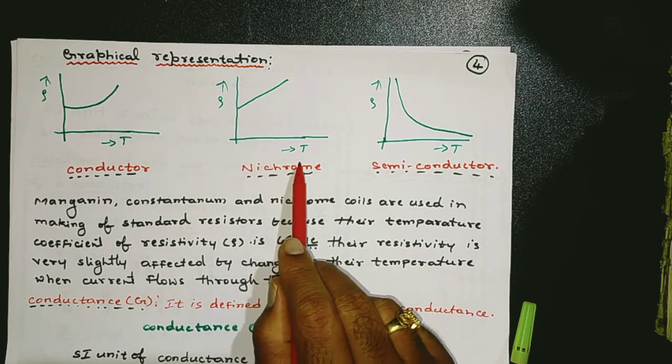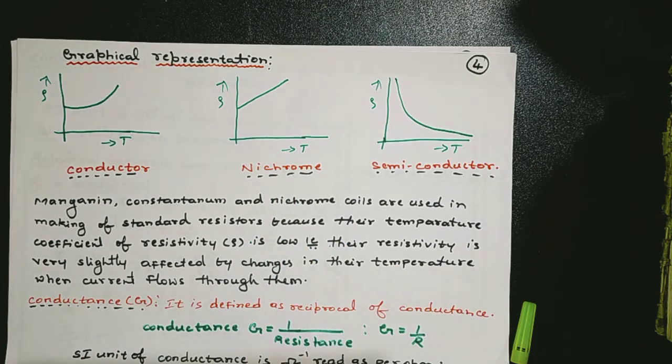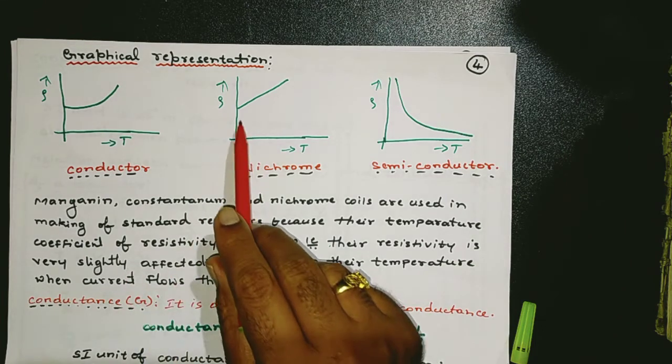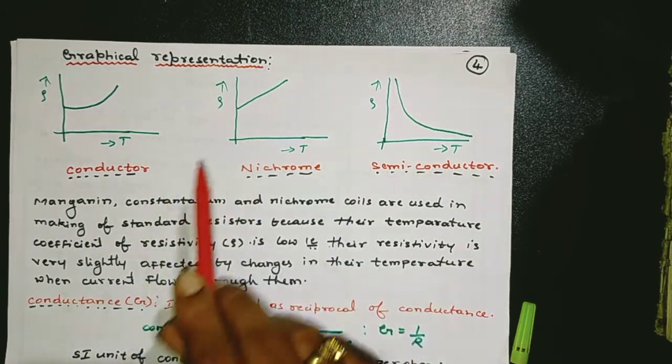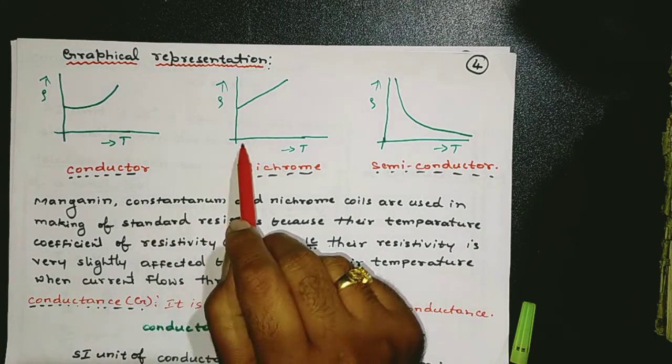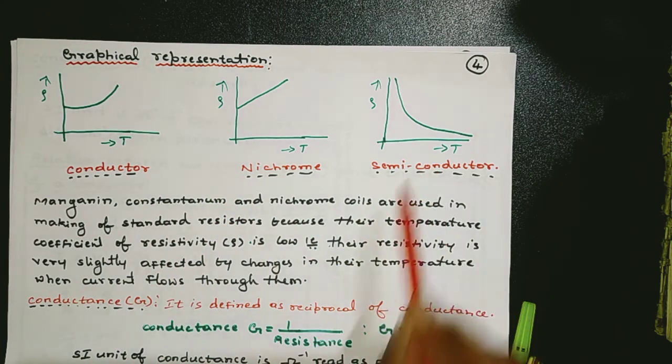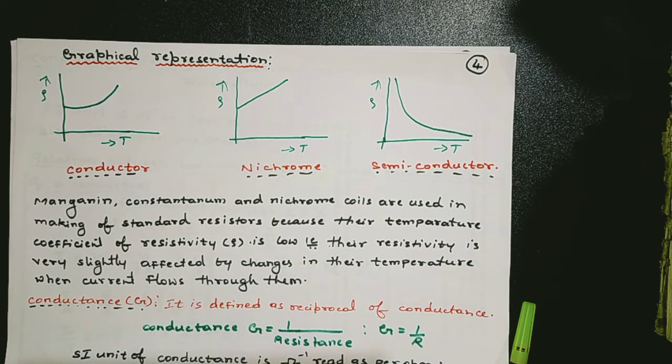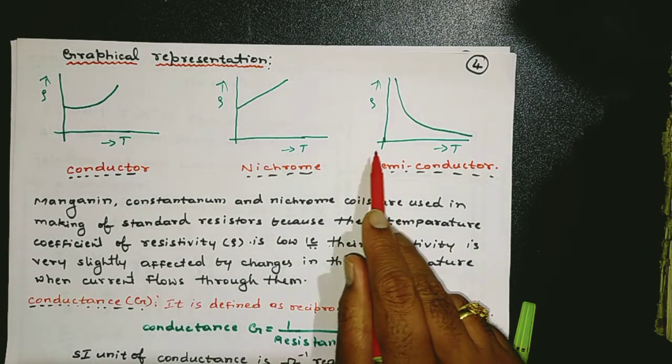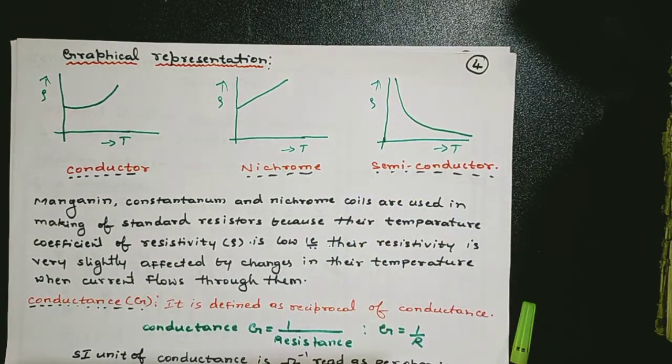So, in case of nichrome or constantan or manganese, all these are alloys, the resistivity increases linearly with temperature. So, it's a linear variation. Whereas in case of semiconductors, you can observe with increase in temperature, the resistivity decreases. In fact, it's not a linear variation, but resistivity decreases with increasing temperature. Again, this you have to remember. So, this is the graphical representation of variation of resistivity in three different cases.